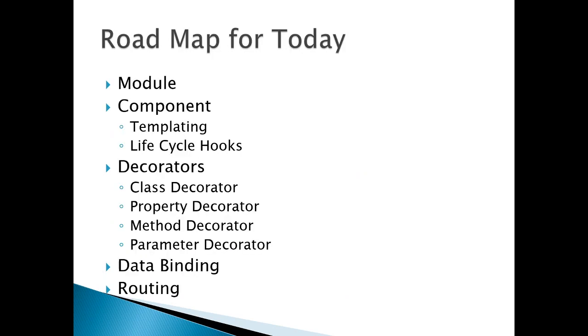So let's start. In today's lecture, we will cover modules in depth. Then we will see the component, how the template is used. Then we will see the lifecycle hooks of a component. Then we will see different types of decorators, either a class level decorator, property level decorator, method level decorator, or parameter level decorator. Then we will see data binding in the form of interpolation, one-way data binding, or two-way data binding. We will also see property binding, and also event binding.